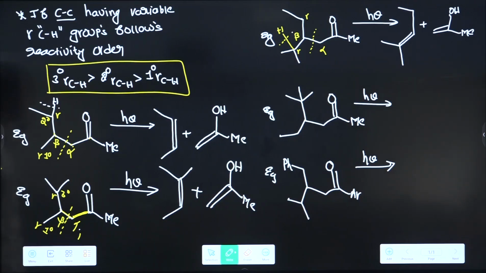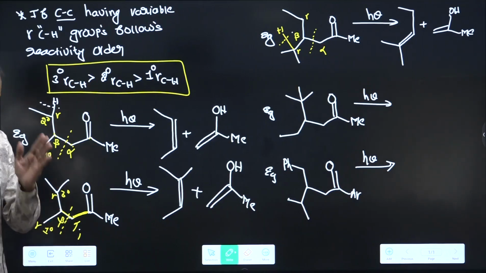When Norrish 2 is not possible, then only Norrish 1 is possible. Don't apply Norrish 1 when Norrish 2 exists, because breaking is very easy then, at the respective position.